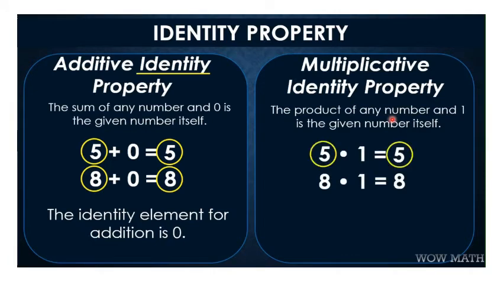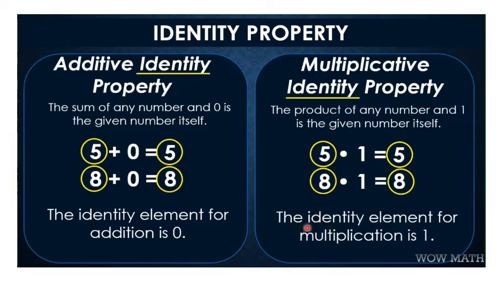Let's have an example. Okay, so I have here 5 times 1, that is still 5. 8 times 1, that is still 8. So, they are identical. Ibig sabihin, magkamukha, pareho. That's why it is called multiplicative identity property. Now, what makes your product similar to the given number? When we are multiplying the number by 1. So, therefore, ano ang identity element sa multiplication? Very good. That is 1. So, the identity element for multiplication is 1.